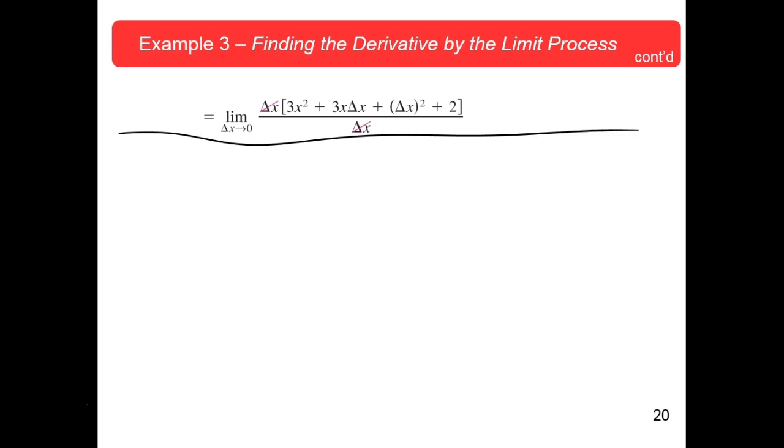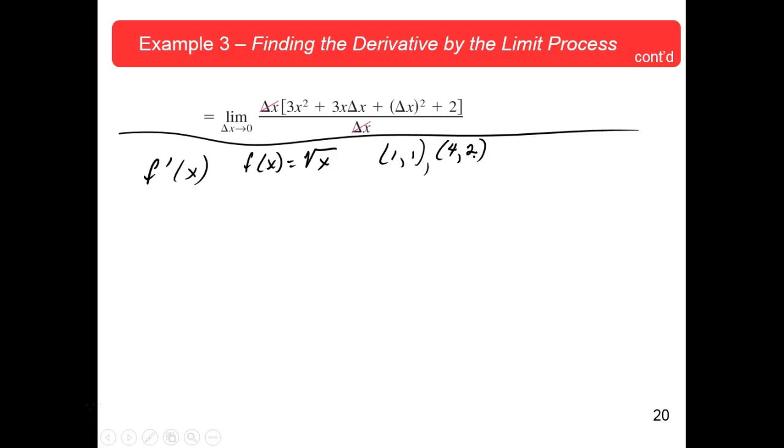Example 4. Find f prime of x. This is what we're looking for, when f of x is equal to the square root of x. Do I hear a big boo hiss? Because this is a little bit harder than the other one, but it's still doable. And then find the slopes of the graph of f at the points (1, 1) and (4, 2).